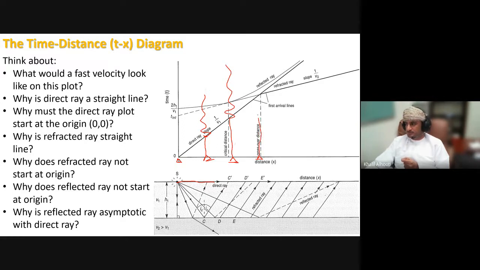This one: energy, another energy, another energy. So it received three energies. This is the first energy. That's the first arrival. So at this distance, where this geophone has been planted, the direct energy is actually the first to be received.